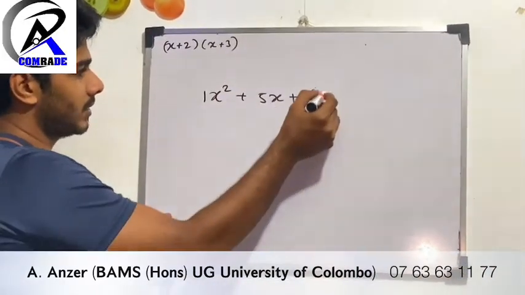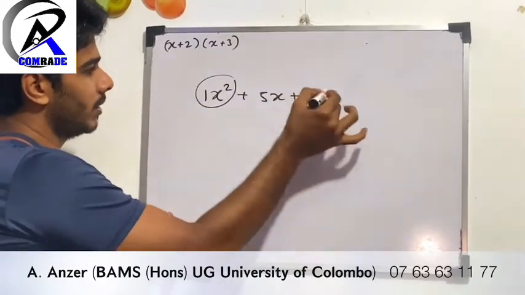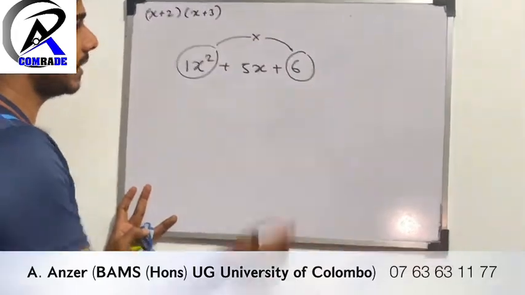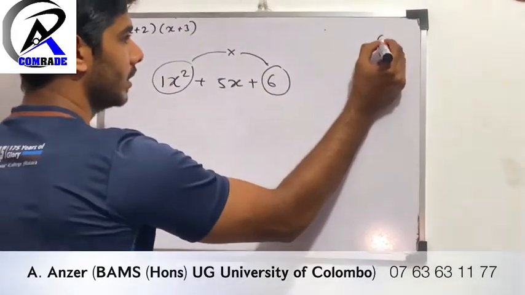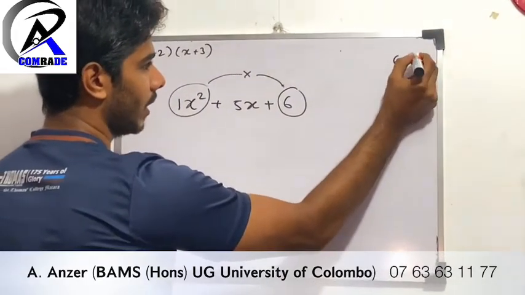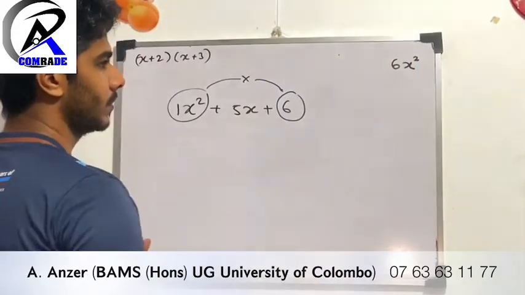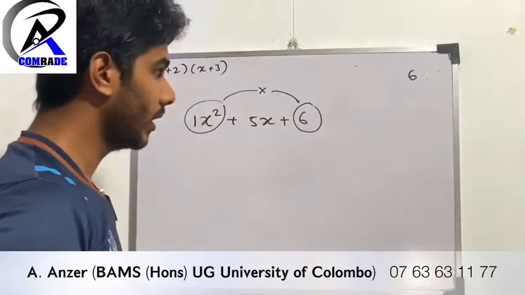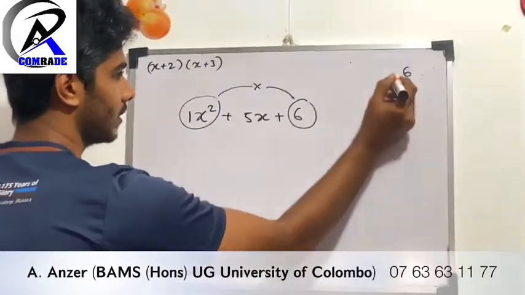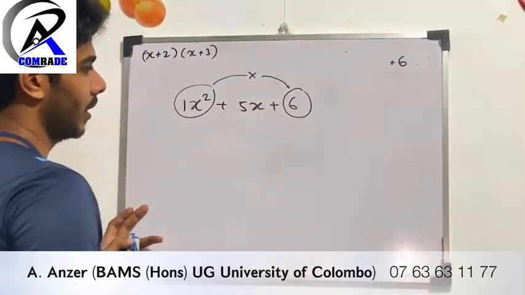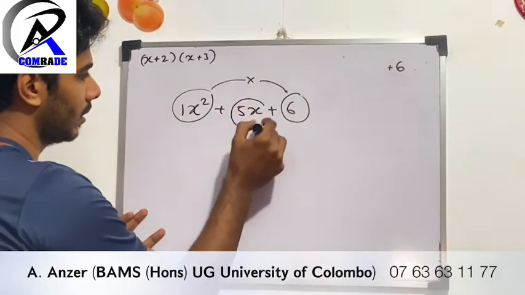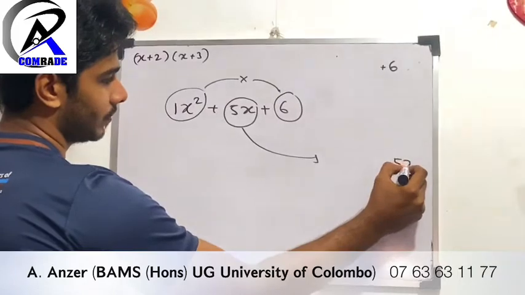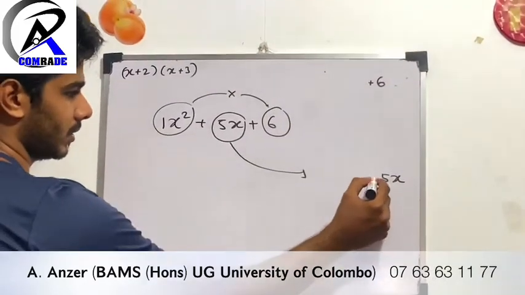First and last: this one and this one, you have to multiply and write here. 6 is there. Sorry, not x squared, just 6. Without x you have to take. So plus 6 is there. And here in the middle, 5x is there. This is also plus.